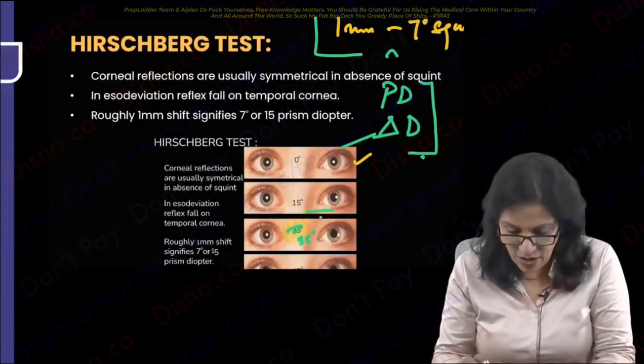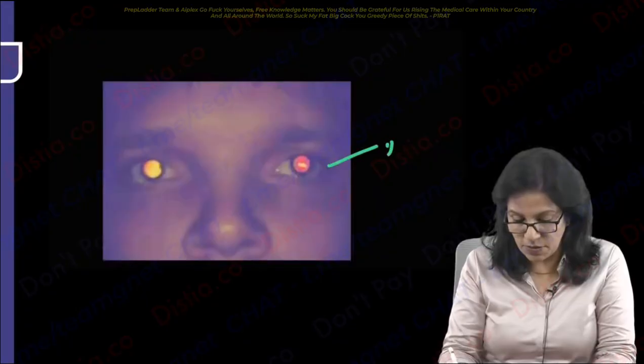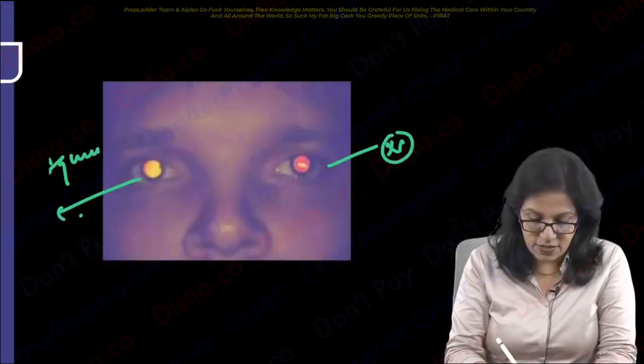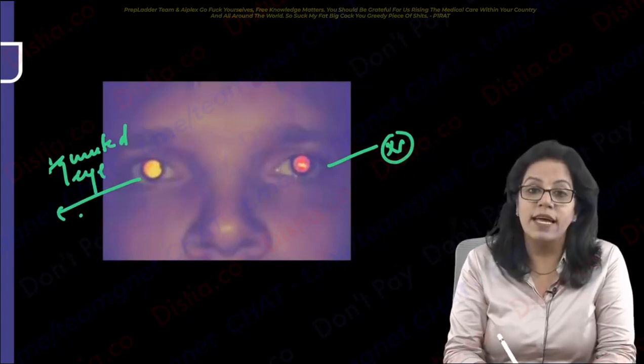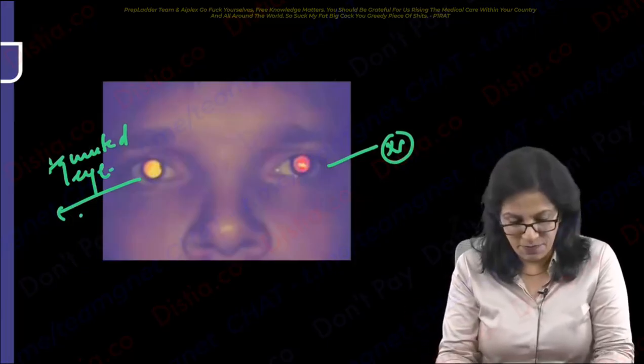Okay. Now we come to Bruckner test. So this is what is Bruckner test. This seems to be normal to me, but this is too bright and shiny. This is the squinted eye. So it's a very rough thing, just to know whether squint is there or not there. That's it. It will answer only this much.